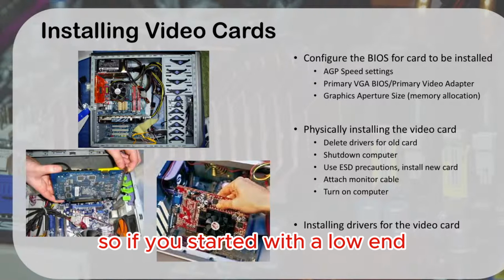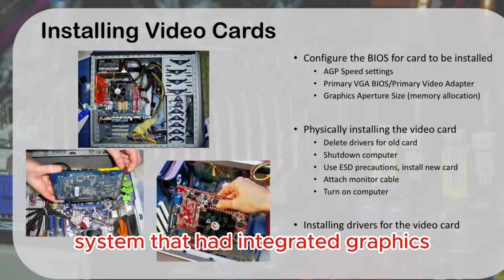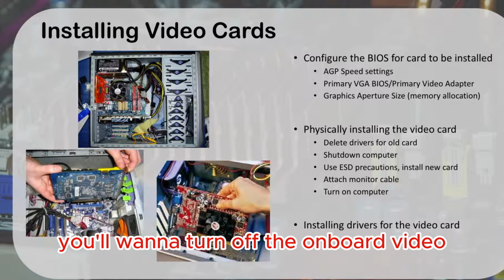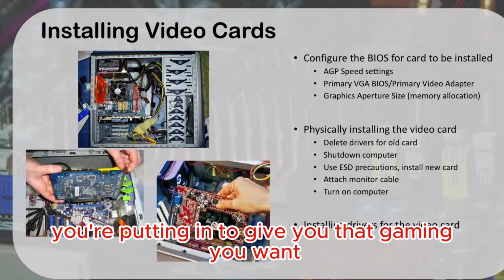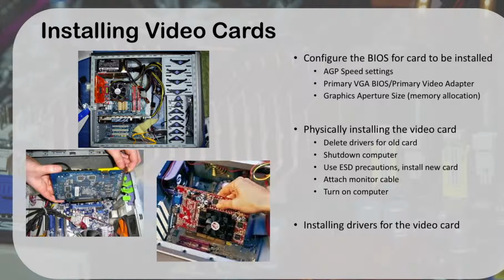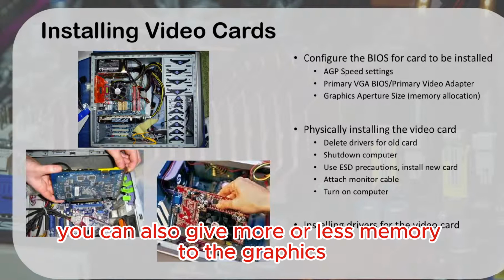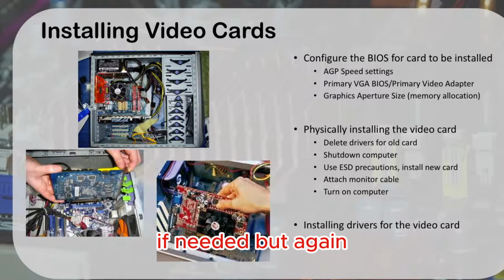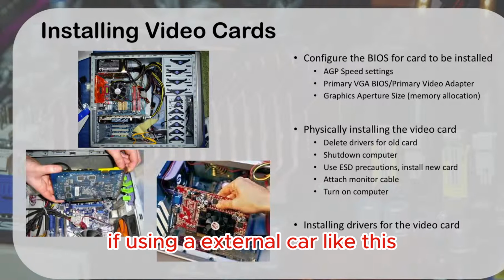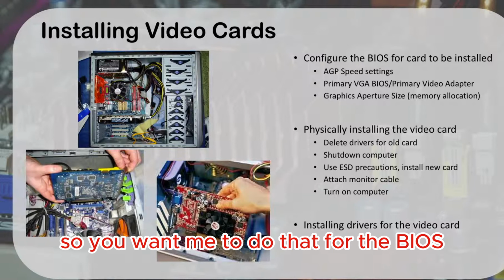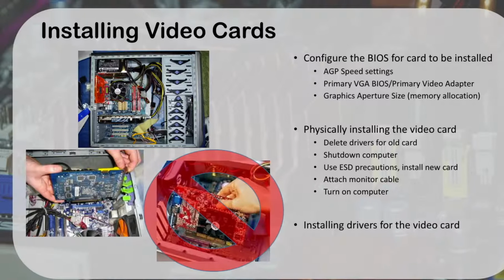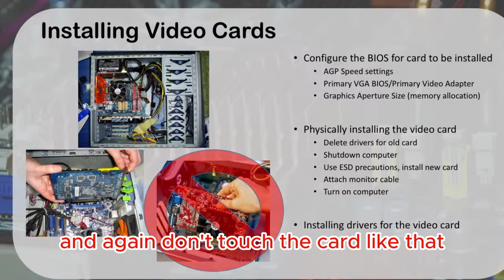So if you started with a low-end system that had integrated graphics, you'll want to turn off the onboard video so that it can use this graphics card that you're putting in to give you that gaming you want. And you can also give more or less memory to the graphics aperture through the BIOS if needed. But again, if you're using an external card like this, it's going to have all its own memory dedicated, so you won't need to do that in the BIOS. And again, don't touch the card like that.